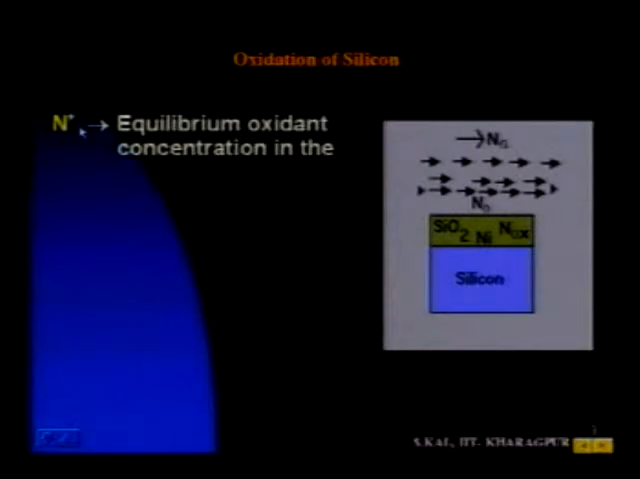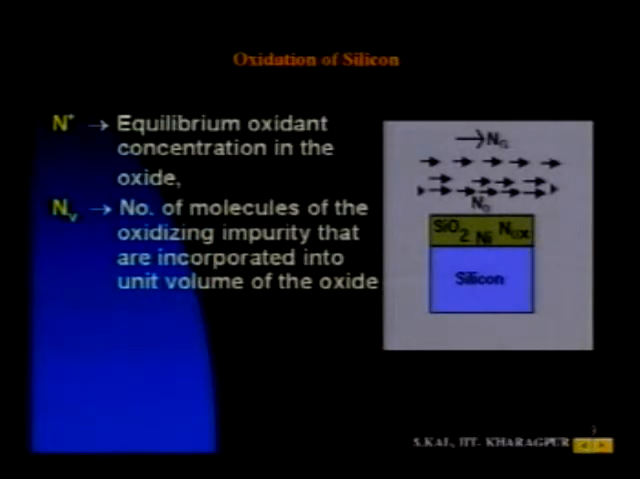So N star, again, we can define as the equilibrium oxygen concentration in the oxide. In the oxide there are two oxygen concentrations: one is NOx just after absorption, another is Ni at the interface. When equilibrium is reached, let us assume that concentration is N star, some equilibrium value, not NOx, not Ni, in between.